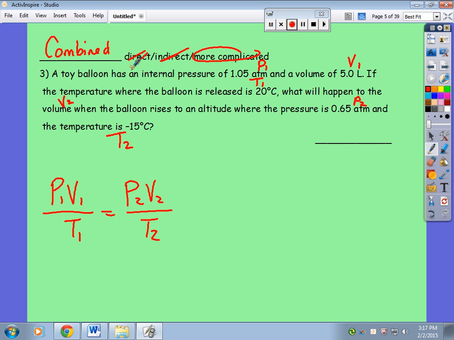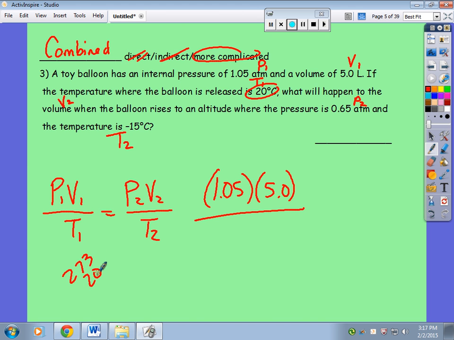So I'm going to go ahead and fill in my information, and I have 1.05. Now, guys, I'm not going to write units anymore, okay? I'm just going to fill in my pressures and my volumes. 5 liters. Okay, and my first temperature, because I need to change this to Kelvin, right? 273 and 20. That's 293. Okay, and then I'm going to go ahead and put my second pressure, 0.65, times I have no idea. Now be careful, this is a negative 15. So 273 and a minus 15 is going to give you a number less. It's 258.